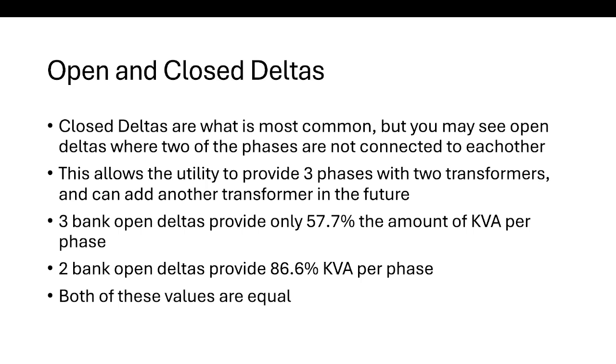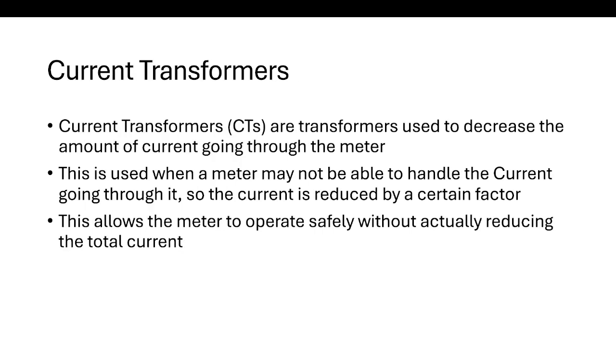3-bank open deltas only provide 57.7% the amount of kVA per phase. So for example, if your total comes out to 300 kVA, your 3-bank open delta is only going to provide 57.7% of it. With a 2-bank, it's going to do 86.6%, which would come out to the same amount as long as your transformer legs are all the same value. So for example, 300,000 volt-amps, 300 kVA at 57.7 is equivalent to 200 kVA at 86.6, I believe, is the calculation that we did for that.